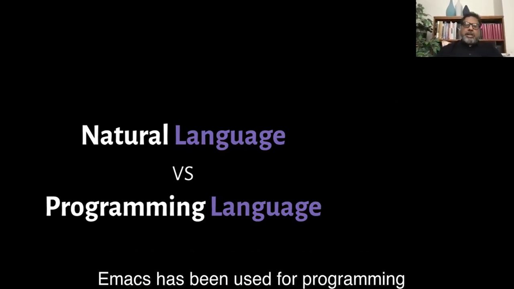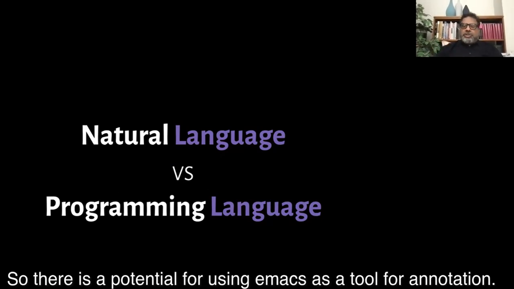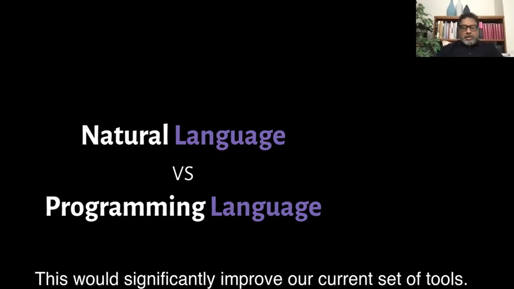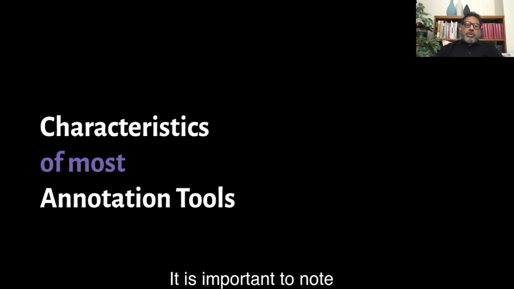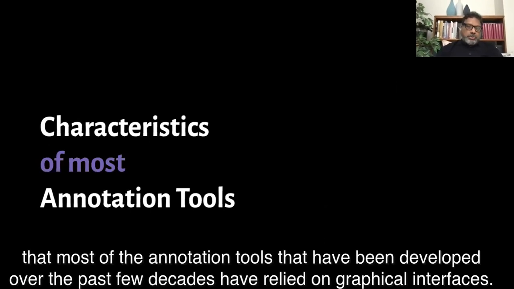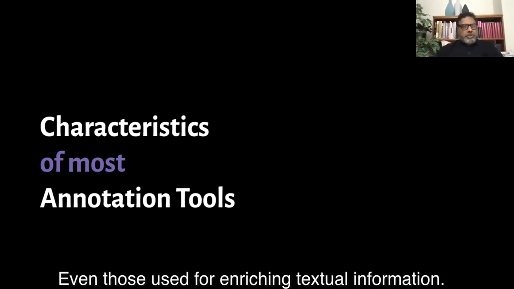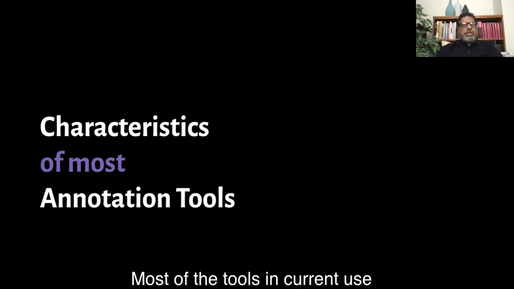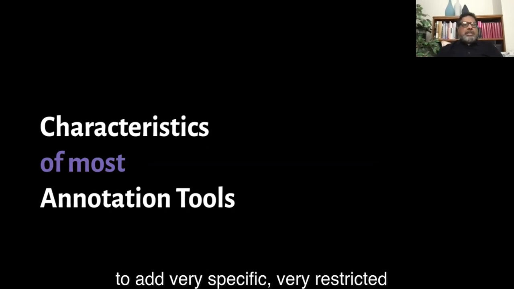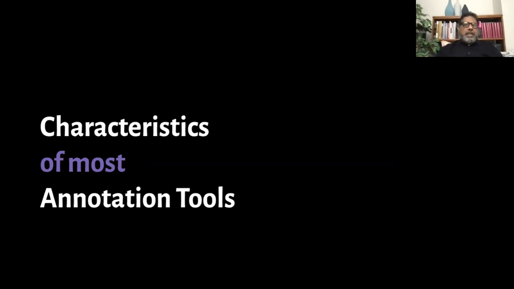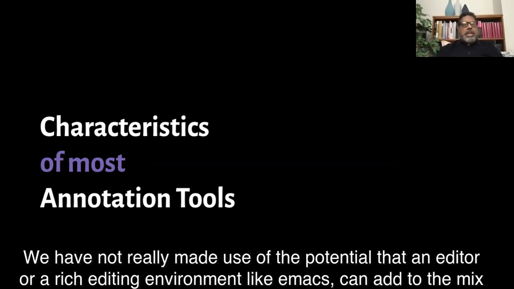Emacs has been used for programming very effectively, so there is a potential for using Emacs as a tool for annotation. This would significantly improve our current set of tools. It is important to note that most of the annotation tools that have been developed over the past few decades have relied on graphical interfaces, even those used for enriching textual information. Most of the tools in current use are designed for an end user to add very specific, very restricted information. We have not really made use of the potential that an editor or a rich editing environment like Emacs can add to the mix.